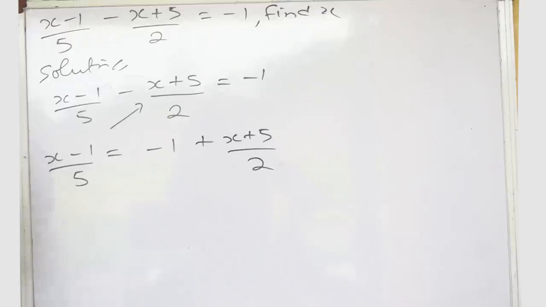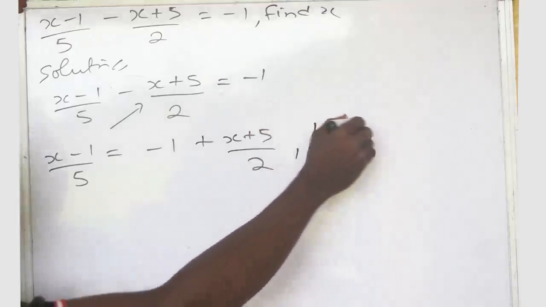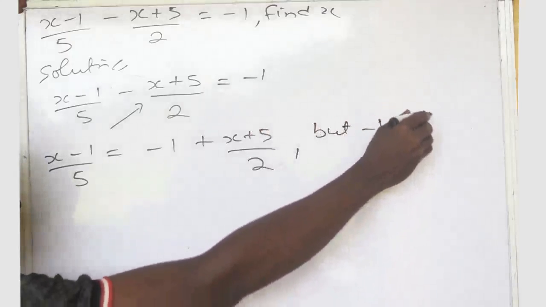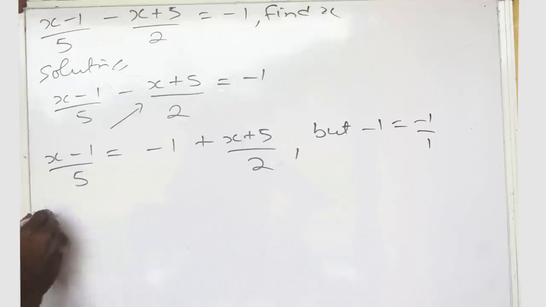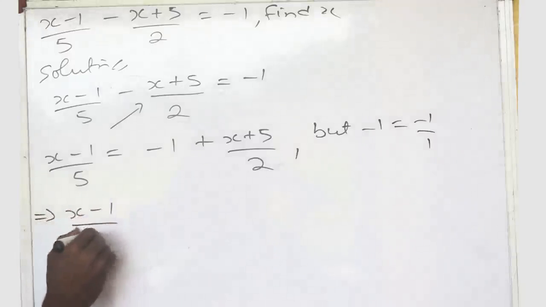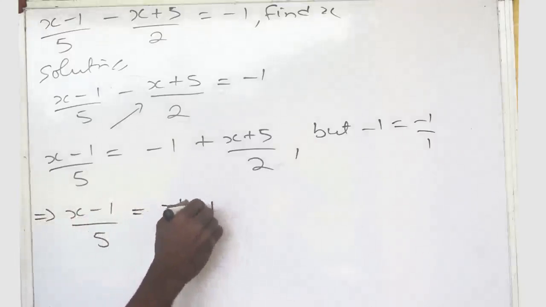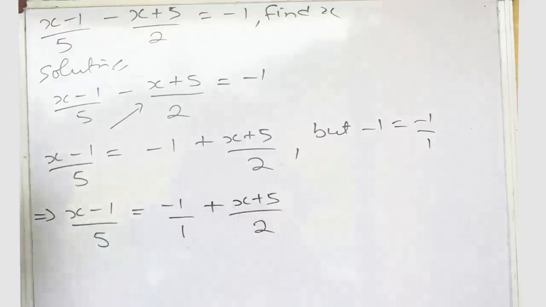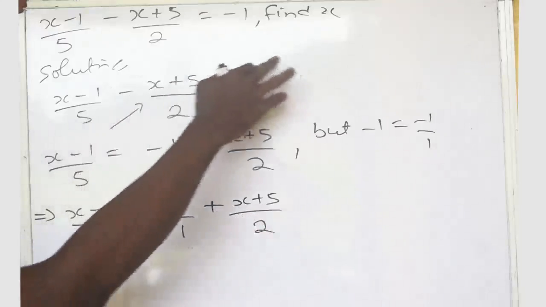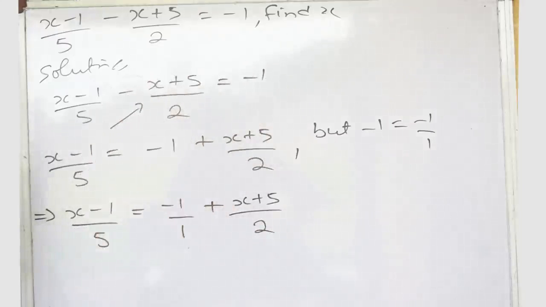So once we have something like this, you also need to know that minus 1 is something as minus 1 over 1. So it implies that x minus 1 all over 5 is something as minus 1 all over 1 plus x plus 5 all over 2. The sense of taking this to the right hand side is to make this positive. That's just the only thing I wanted to achieve.